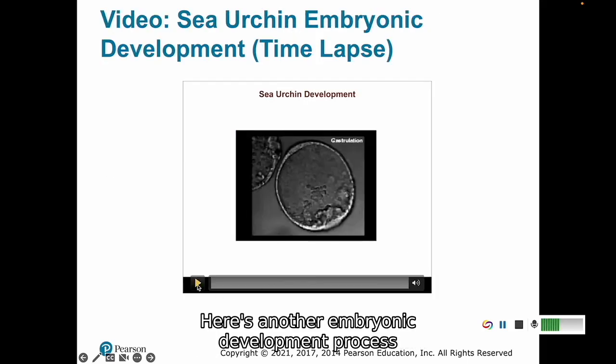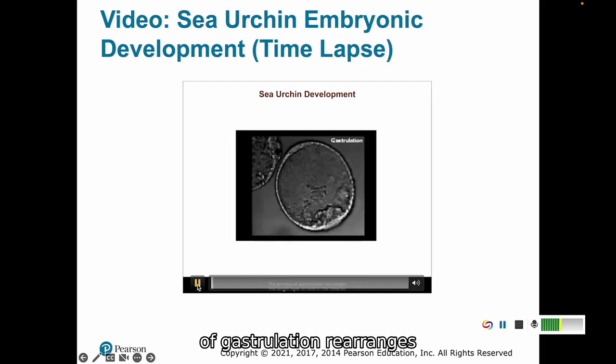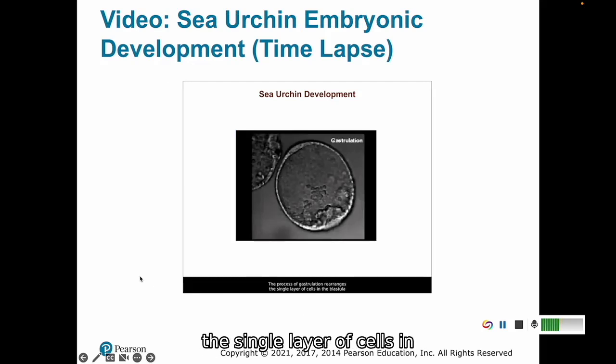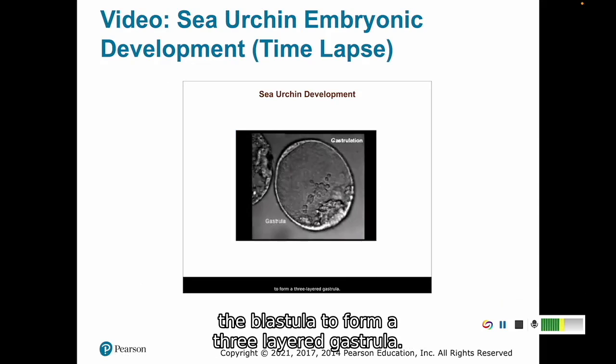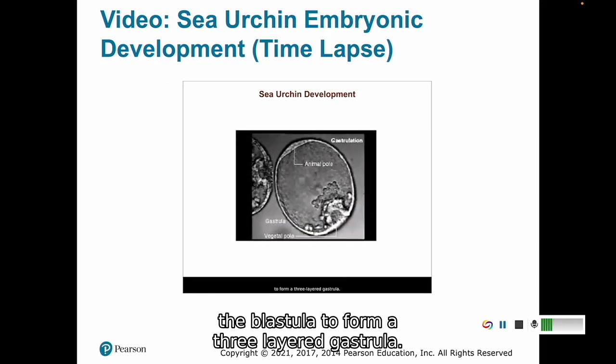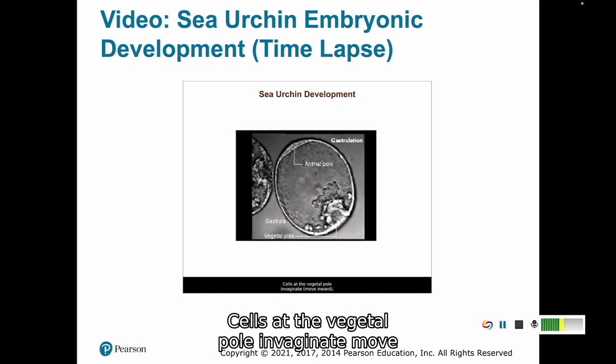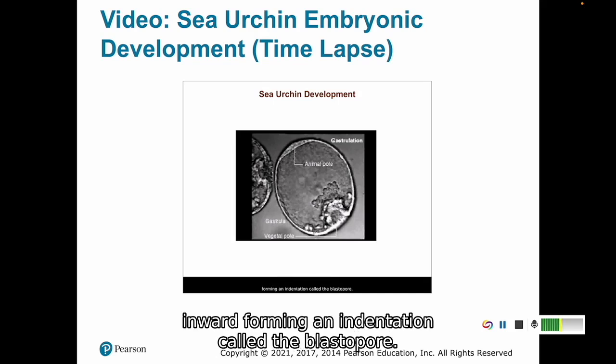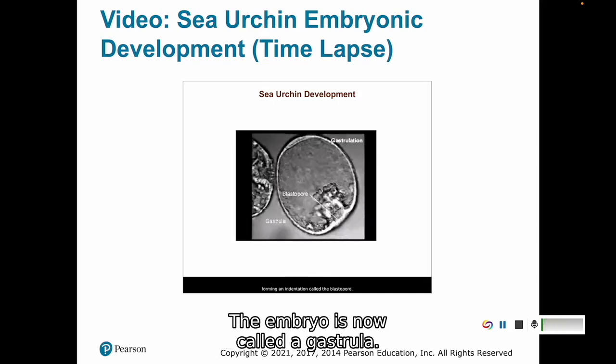Okay, here's another embryonic development. The process of gastrulation rearranges the single layer of cells in the blastula to form a three-layered gastrula. Cells at the vegetal pole invaginate, move inward, forming an indentation called the blastopore. The embryo is now called a gastrula.